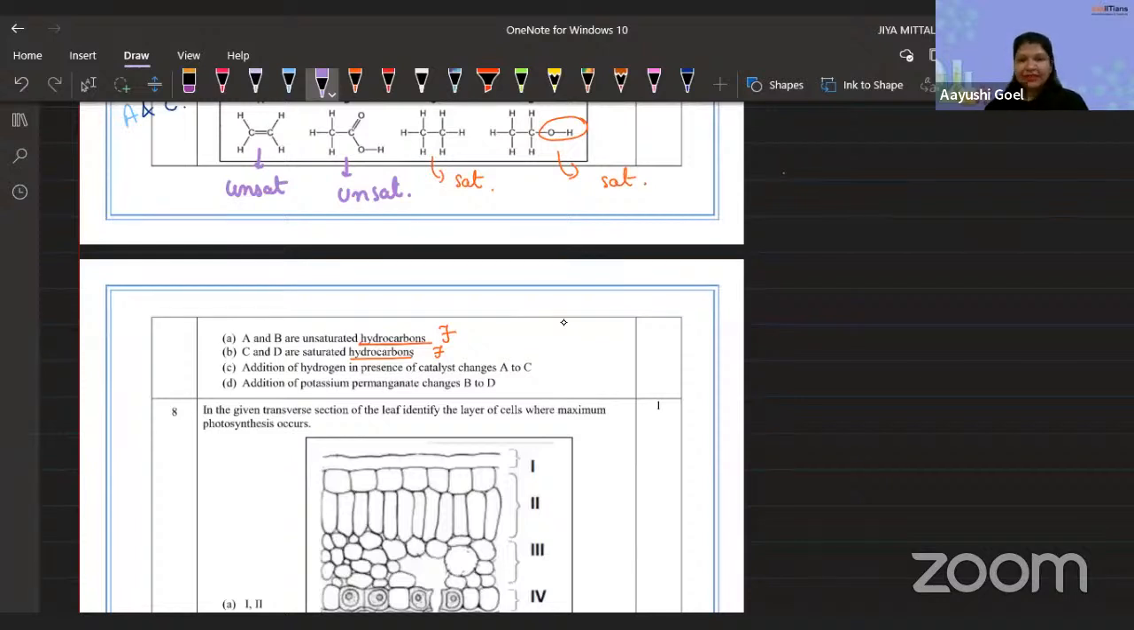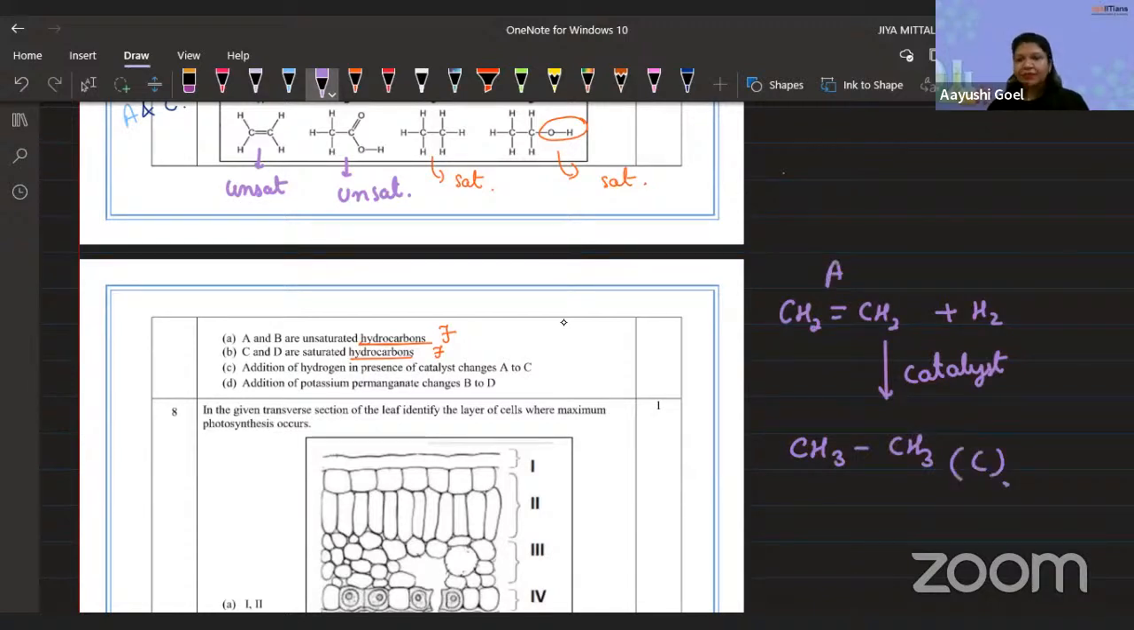So A is basically a compound. Here we have CH2 double bonded CH2. I'll add hydrogen to this using some catalyst. It will produce CH3CH3. That is correct. From A, I'll get the C. Let's see the D option also.